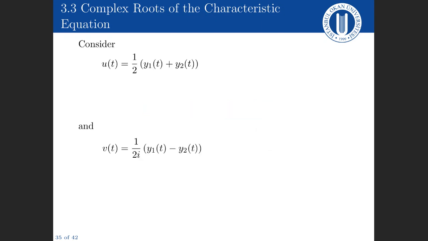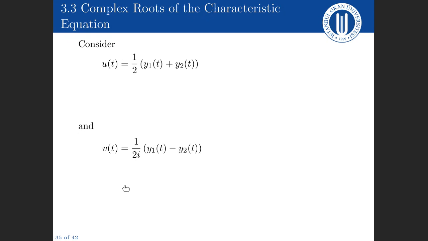And what we're going to do is we're going to look at these two functions. Function u is going to be a half y1 plus y2. In other words, it's going to just be the average of y1 and y2. And let me remind you, y1 is a solution of the differential equation, y2 is a solution of the differential equation. By one of the theorems in section 3.2, every linear combination of y1 and y2 is also a solution of the differential equation. If I do half y1 plus y2, this is a linear combination of y1 and y2. This is still a solution of the differential equation.